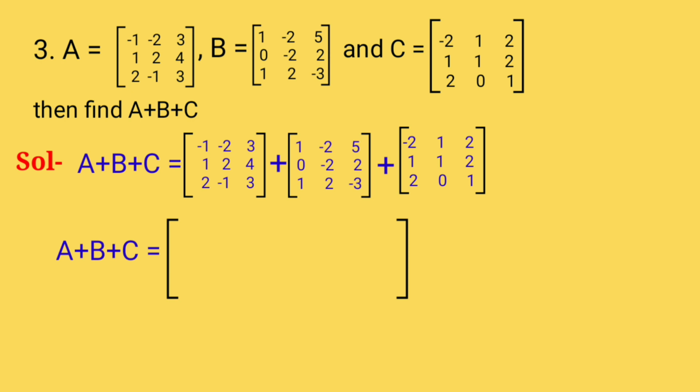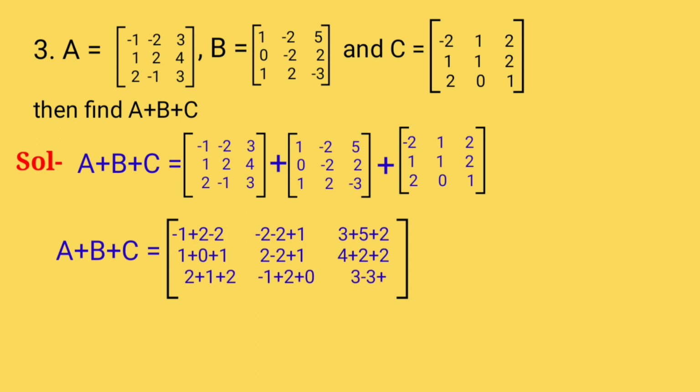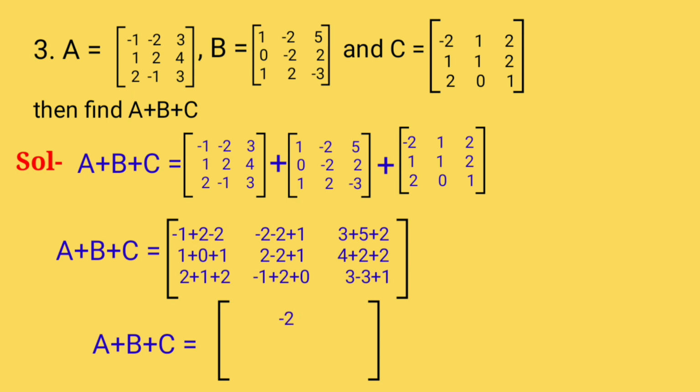So we get here minus 1 plus 2 minus 2, minus 2 plus 1, 3 plus 5 plus 2, 1 plus 0 plus 1, 2 minus 2 plus 1, 4 plus 2 plus 2, 2 plus 1 plus 2, minus 1 plus 2 plus 0, 3 minus 3 plus 1. So from this we get A plus B plus C is equal to [-2 -3 10; 2 1 8; 5 1 1]. So A plus B plus C is this matrix.